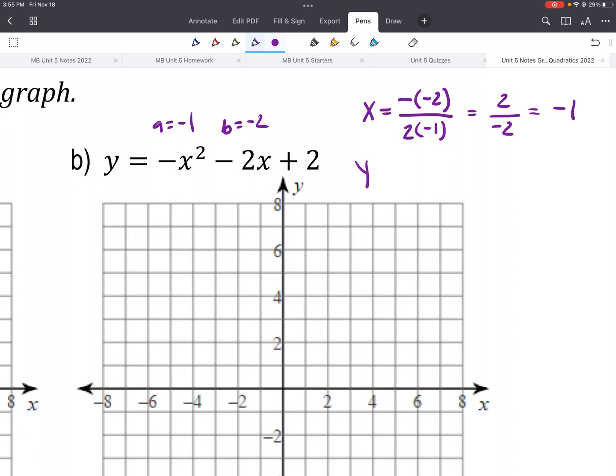For y, we just plug that into our equation. This is where a lot of people forget that a is negative, and sometimes they forget it. So be careful, put that negative in there. And whenever we substitute, use parentheses. So negative 1 squared minus 2 times negative 1 plus 2. Okay, and then again, I would just type it into your calculator. Make sure you do it exactly the same.